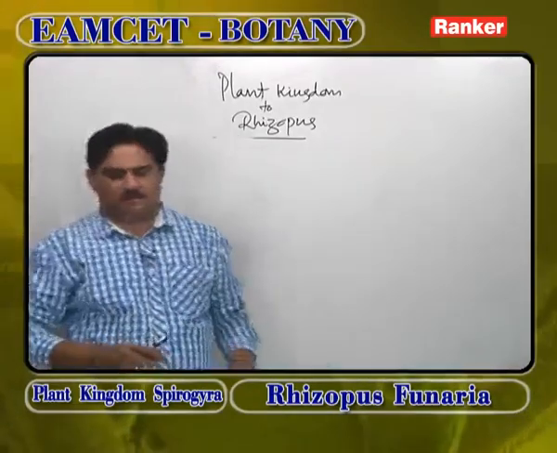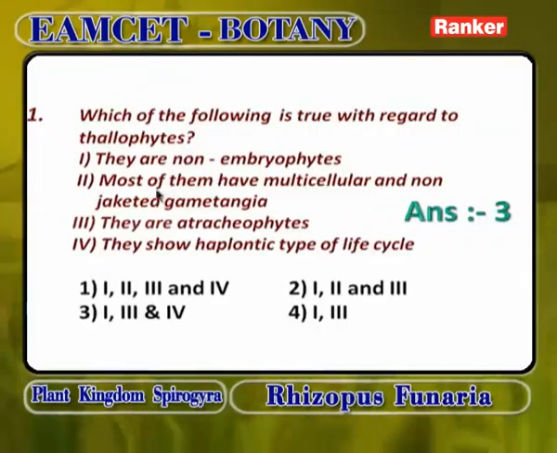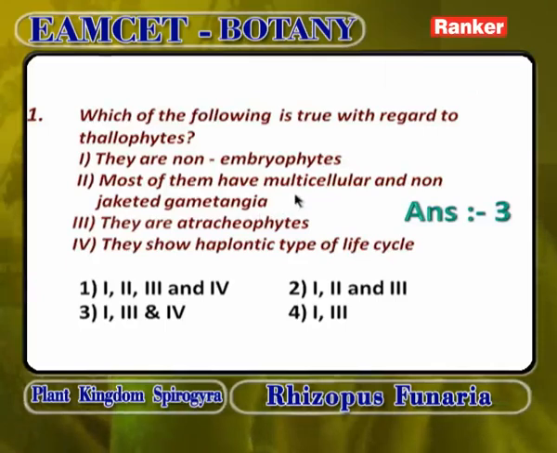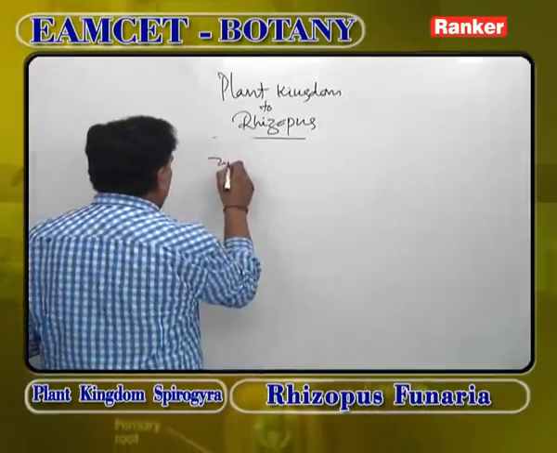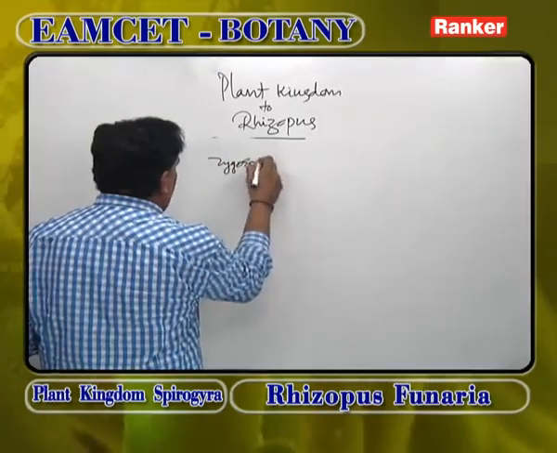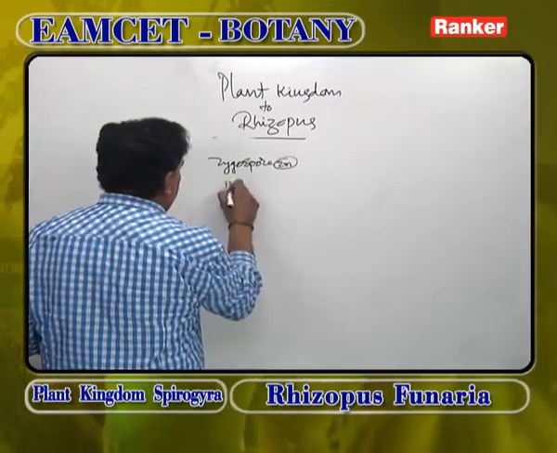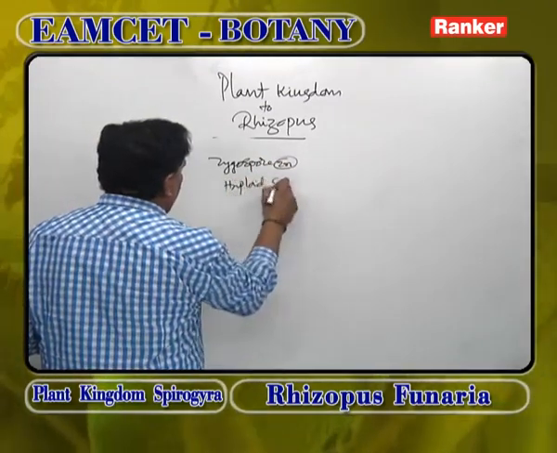Next, second: most of them have multicellular and non-jacketed gametangia. Multicellular or unicellular, you have to write. Then they are atracheophytes. Atracheophytes means they absolutely do not possess any vascular tissues. They are atracheophytes is correct. They show haplontic type of life cycle is also correct. Haplontic means in the total life cycle, the zygospore is the only diploid stage. All the other stages are haploid, hence it is called haplontic.